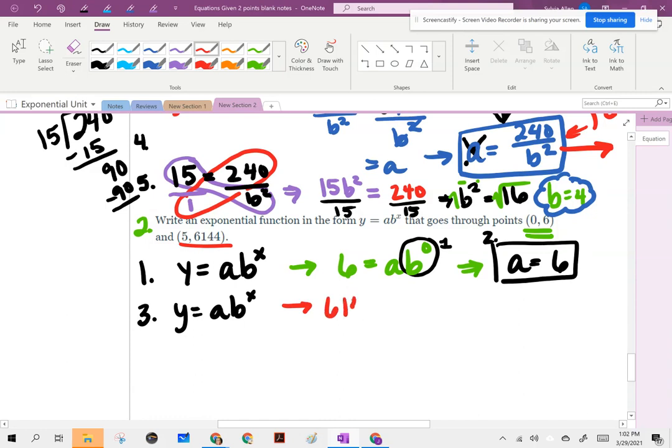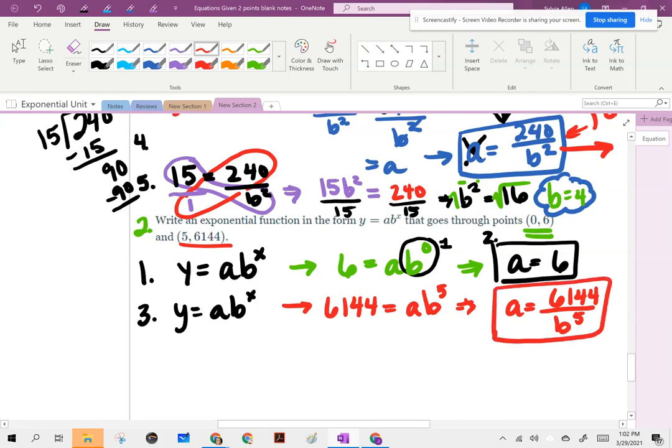So 5, 6,144, so 6,144 is equal to ab to the 5th, which means if I were to solve for a, I'm going to divide by b to the 5th. So I get a is equal to 6,144 over b to the 5th, and then I box it. Again, just to show you what I was doing, I'm dividing by b to the 5th. I divide this by b to the 5th, and that's what a equals. So that was step 4.